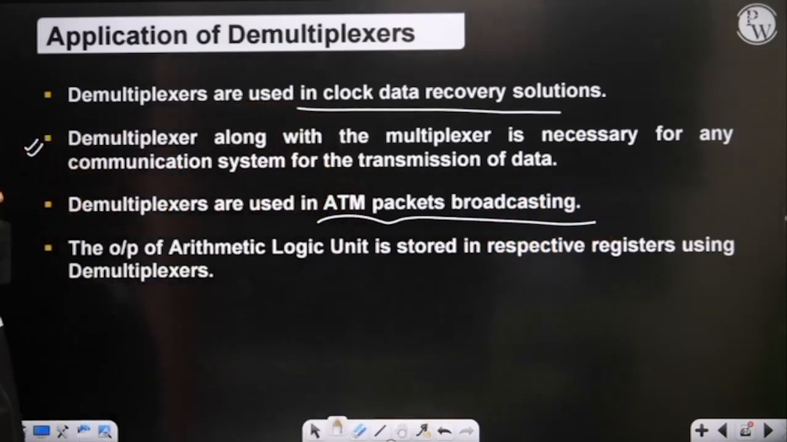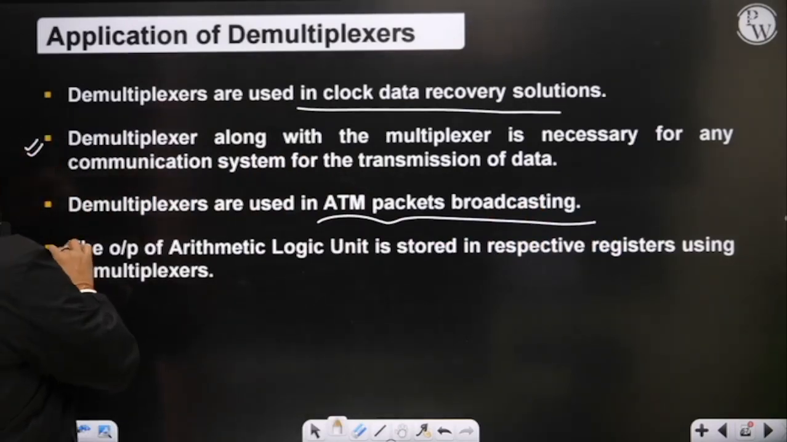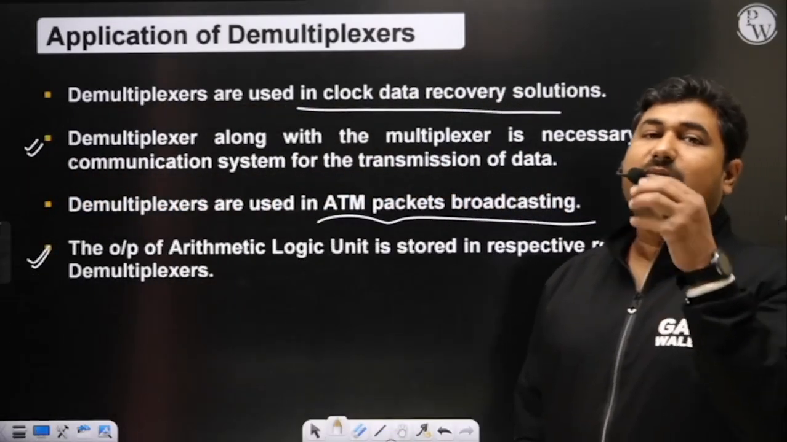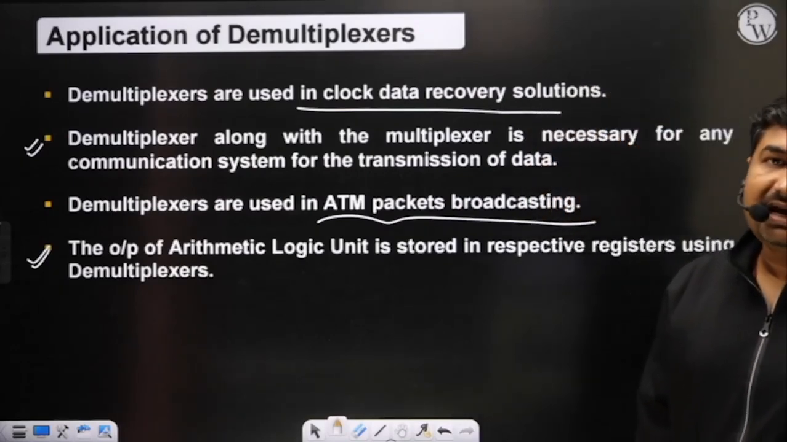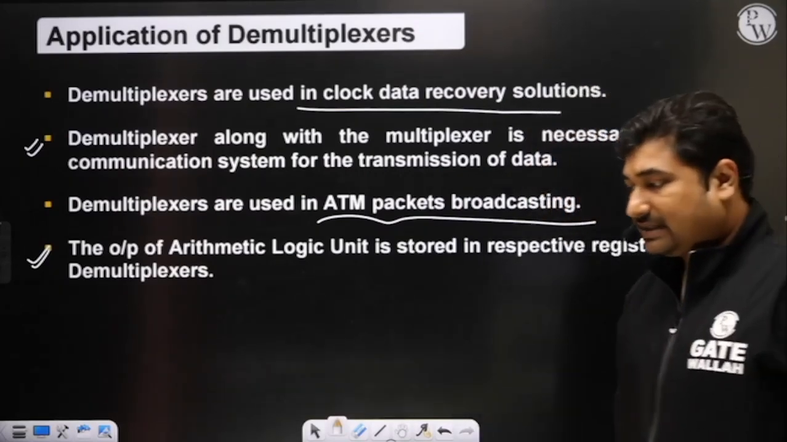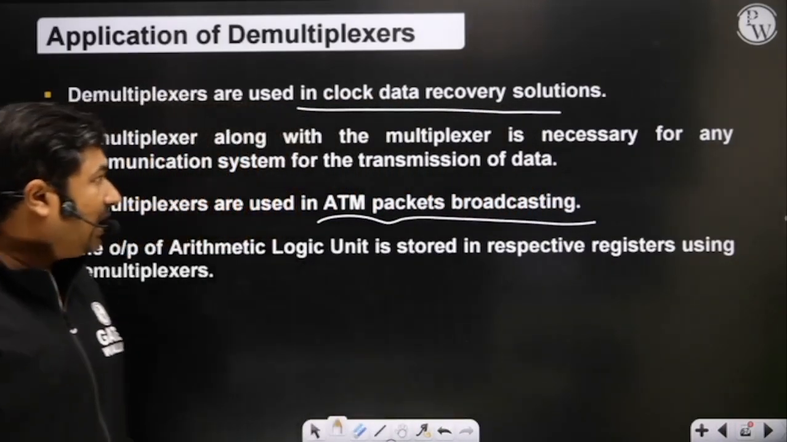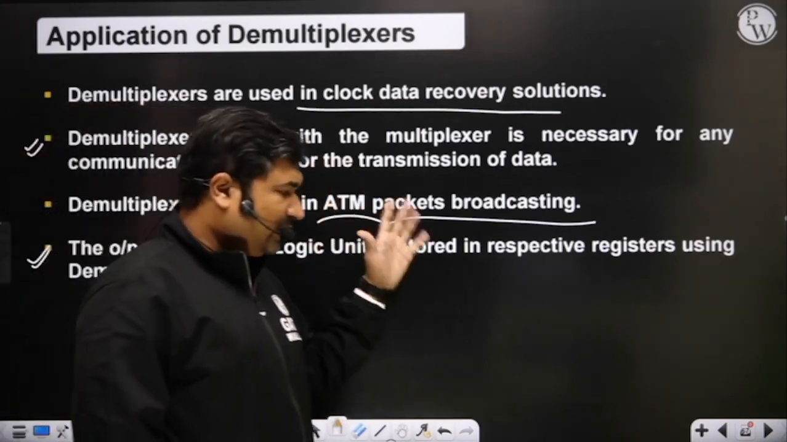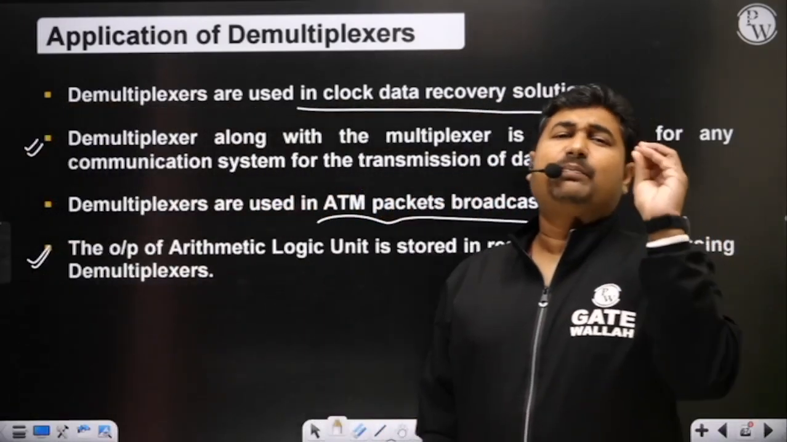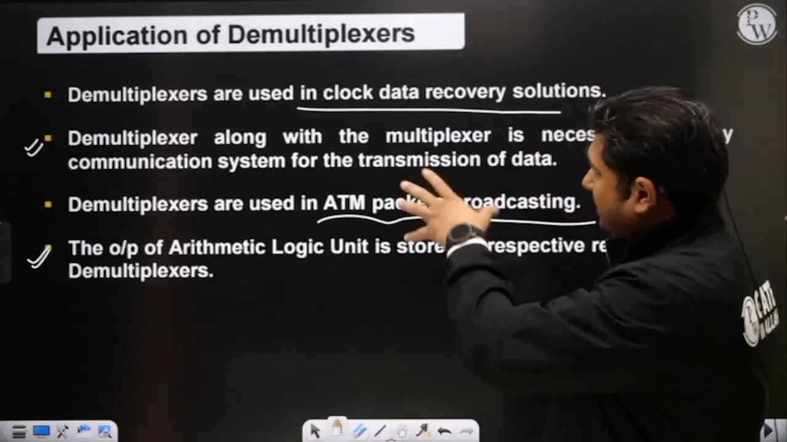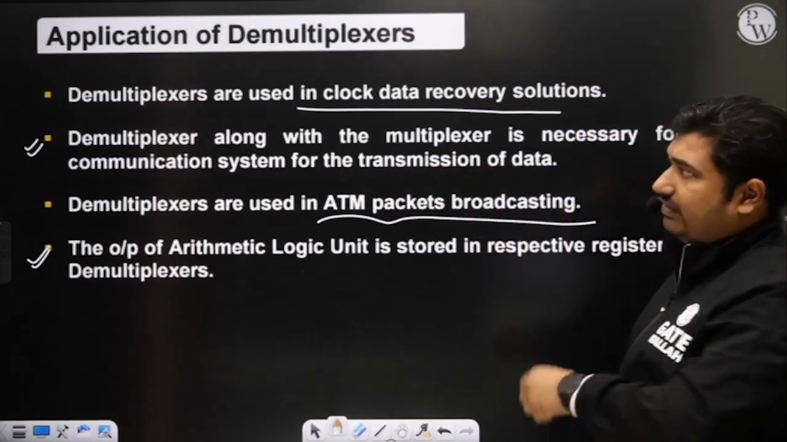The output of the arithmetic logic unit is stored in the respective registers using a demultiplexer. So whenever you have to store data at one specific place or memory location, demultiplexers are highly useful. They are used as decoders. Generally in memory, we use them as a decoder. So I hope now you know about the applications also. They are not going to ask any question from the applications, but in some PSU exams they may ask where a demultiplexer is used. So I have just mentioned them.